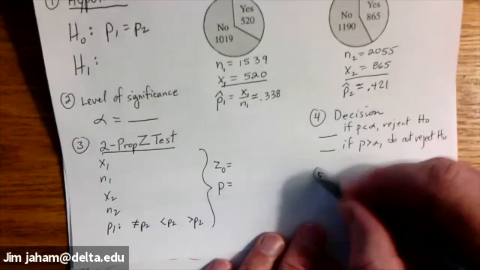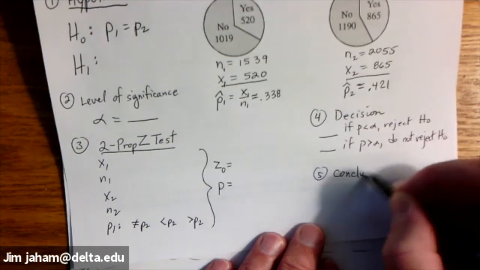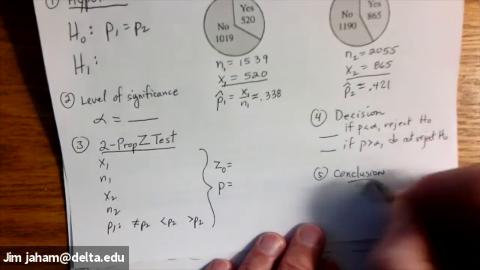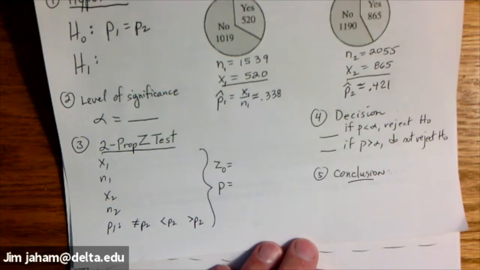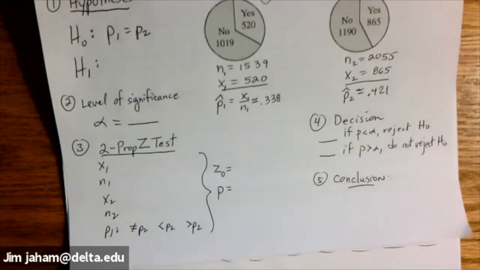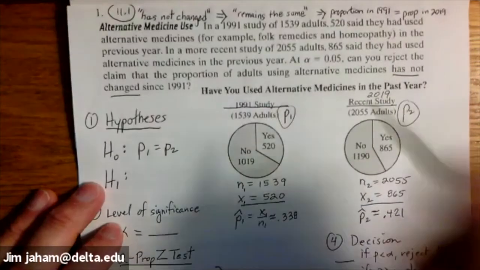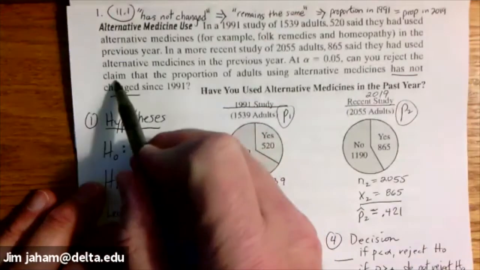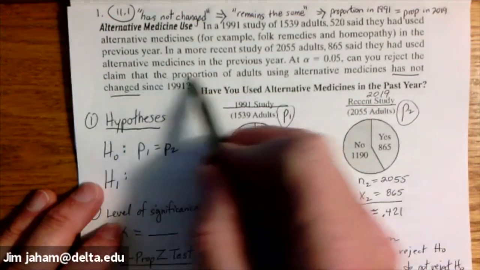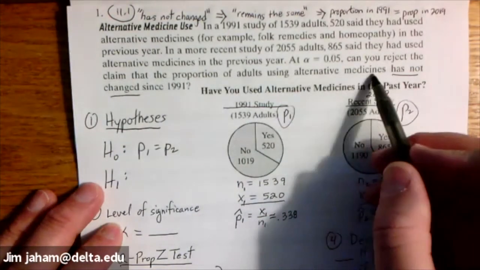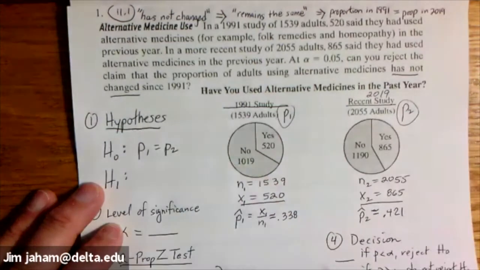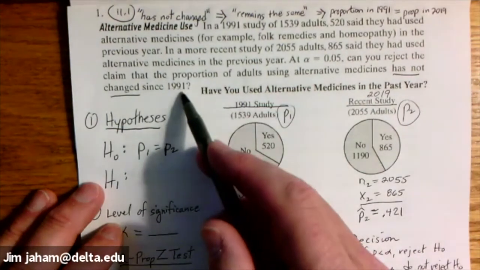And then finally, the conclusion. There is evidence to support the claim. There's not enough evidence to support the claim. There's evidence to reject the claim. There's not enough evidence to reject the claim. It just depends on where the claim is and how you set up the test. Okay, so fill in the details. It says, can you reject the claim that the proportion of adults using alternative medicines has not changed since 1991?